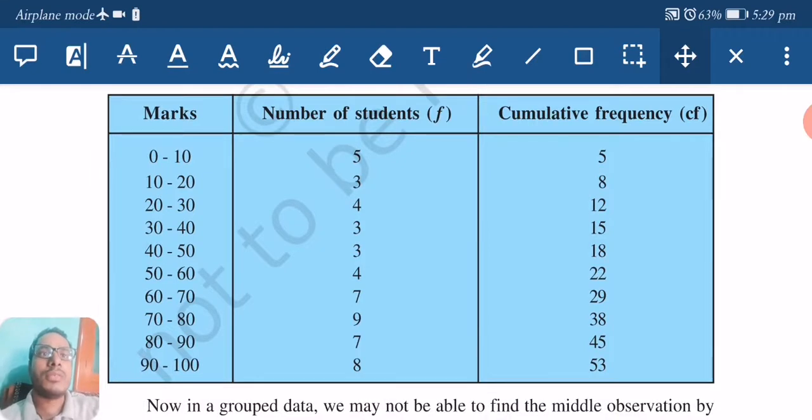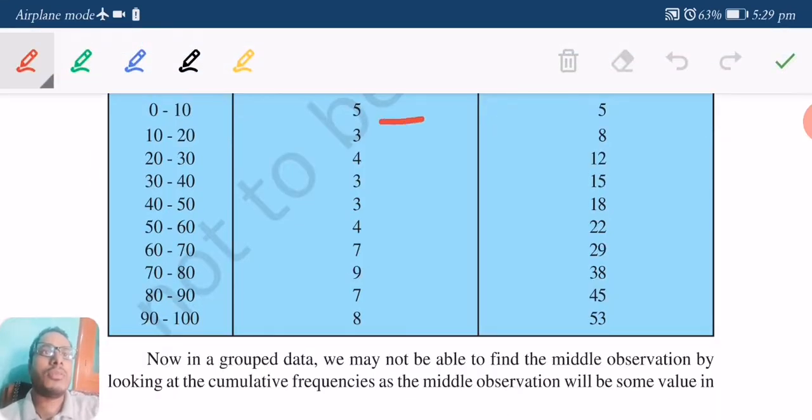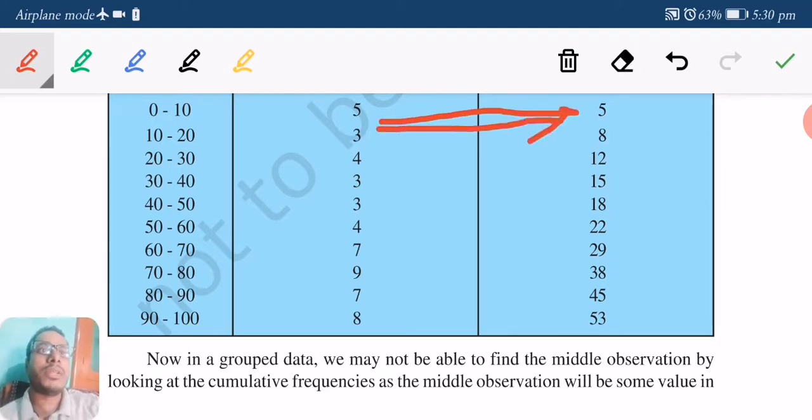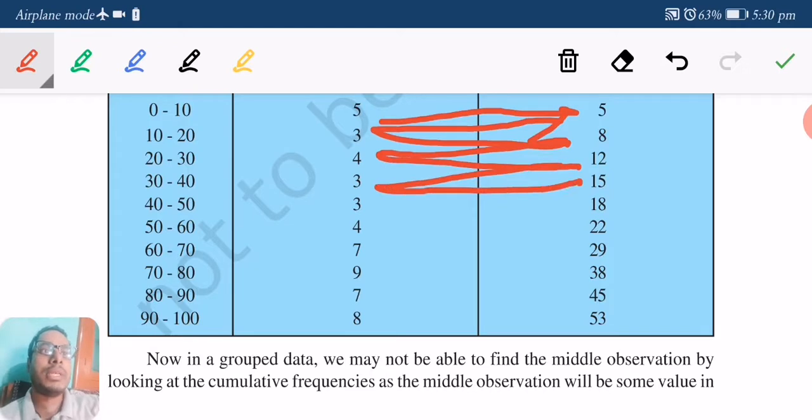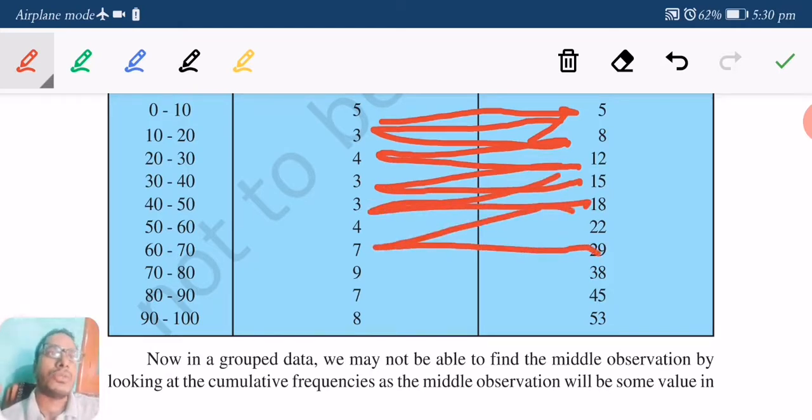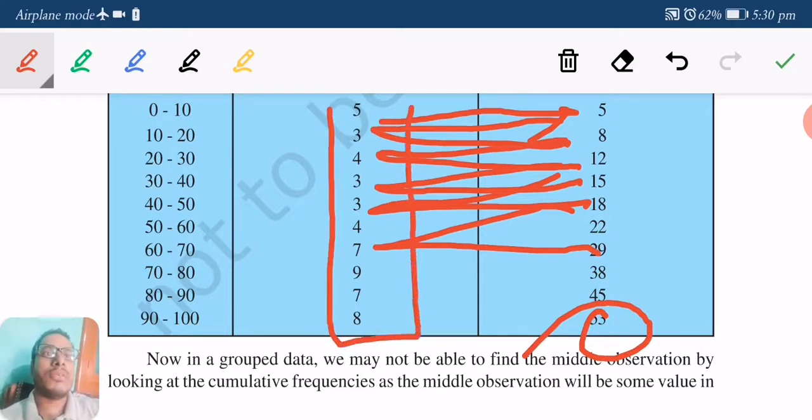Now 0 to 10 is 5, 3 like this, and they have got the cumulative frequency as 5. 5 plus 3 will be 8, 8 plus 4 will be 12, 12 plus 3 will be 15, 15 plus 3 is 18, 18 plus 4 is 22, so on and so forth till 53, which is the total number of frequency. And if you add this all together, you will get 53 only. You can try this out to check or verify.